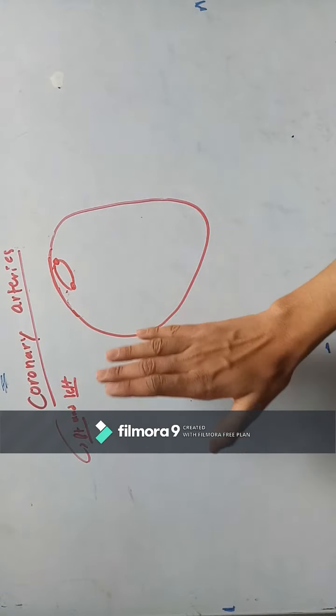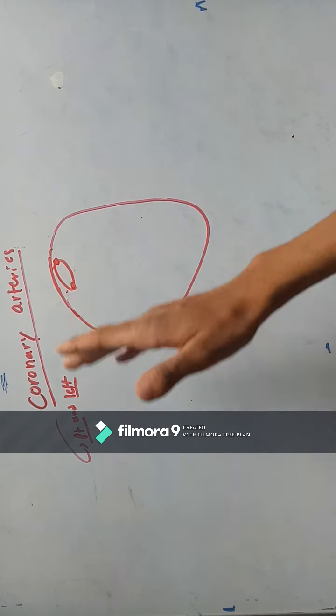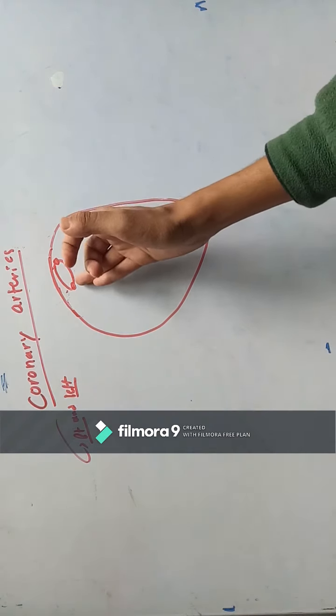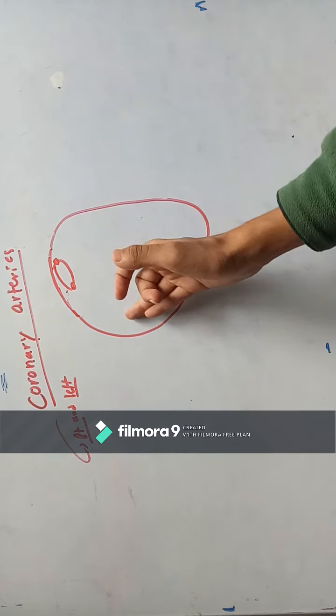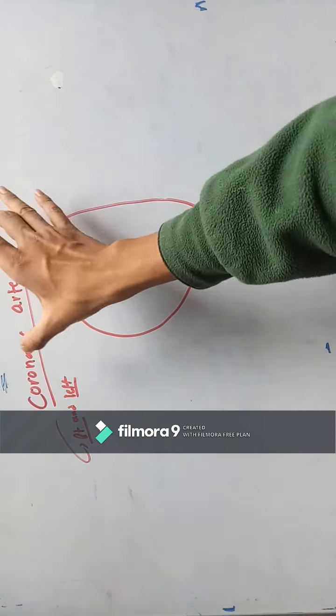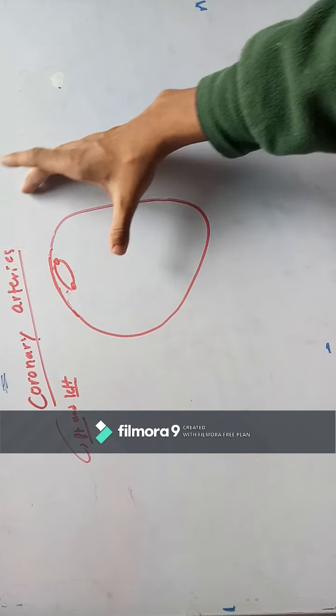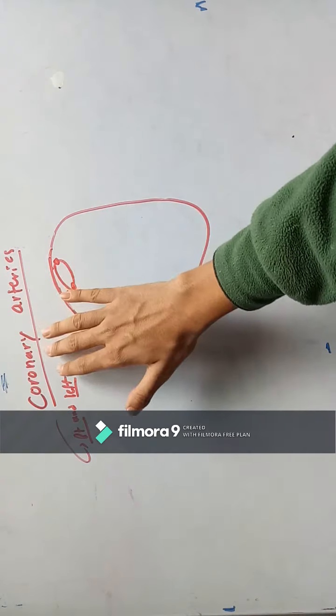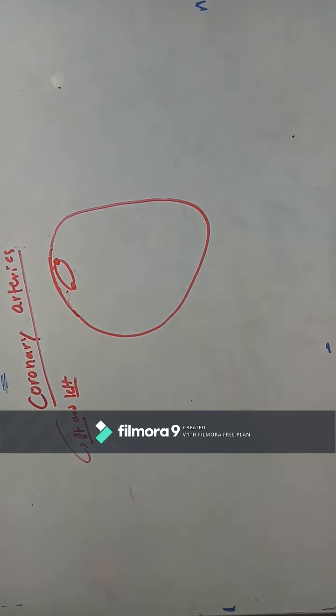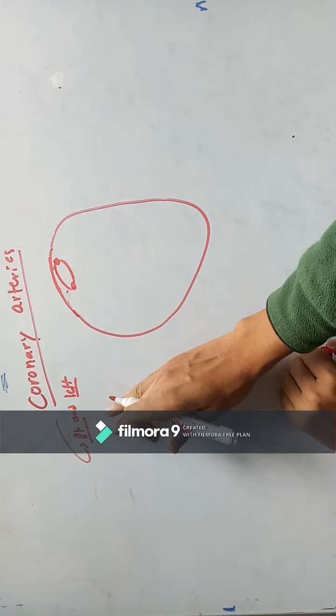What you will be asked in the exam is what the coronary arteries are, where they originate, where they go, and where they terminate. This is really important in exams, one of the most important topics. So you have to learn everything about these coronary arteries. So let's start.